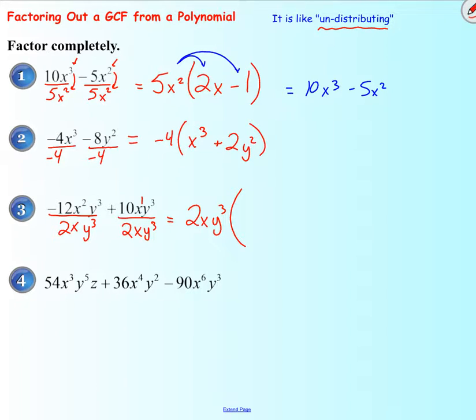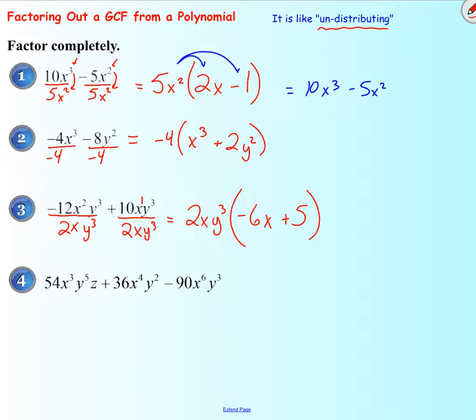After dividing it out, what are you left with? Negative 12 divided by 2 would be negative 6. 2 x's, take 1 away, leaves you with 1. You're taking all your y's away, so move on to the next term. 10 divided by 2 is 5. 1 x minus 1 x, all the x's are gone. 3 y's, take 3 away, all the y's are gone. So close it up, all done.